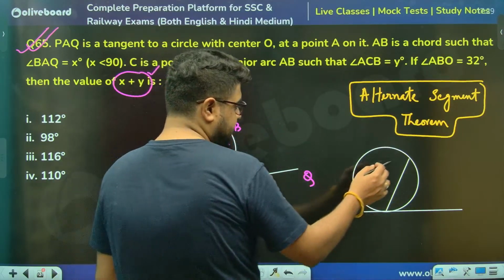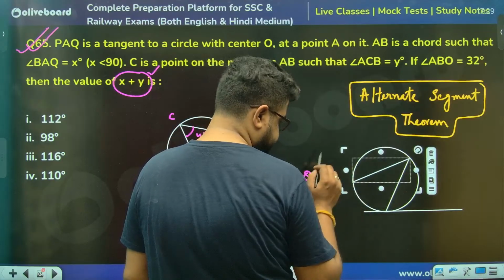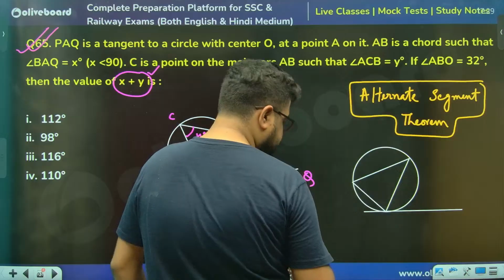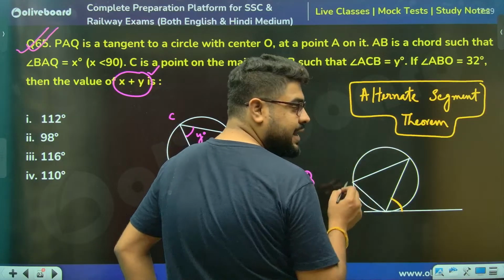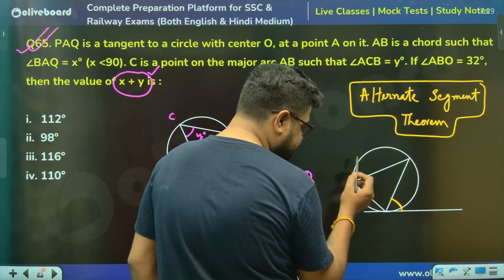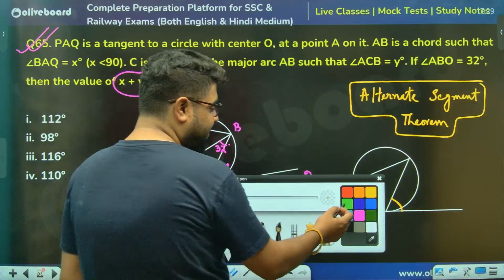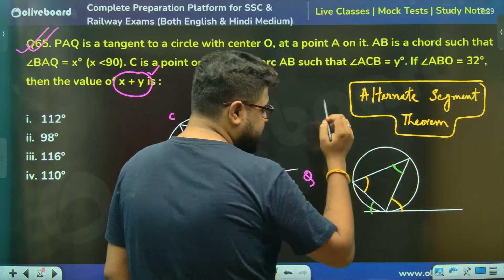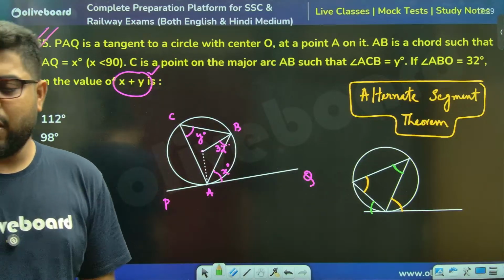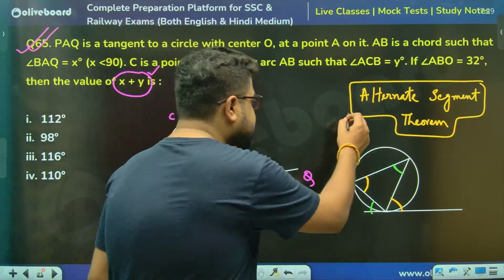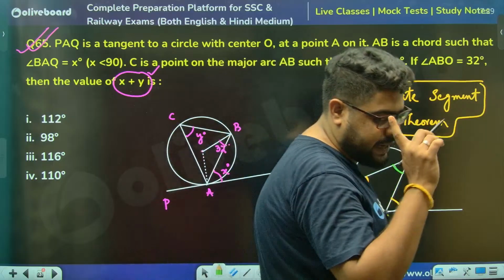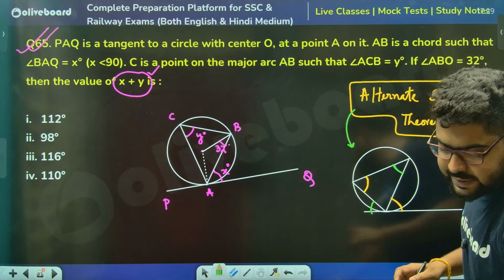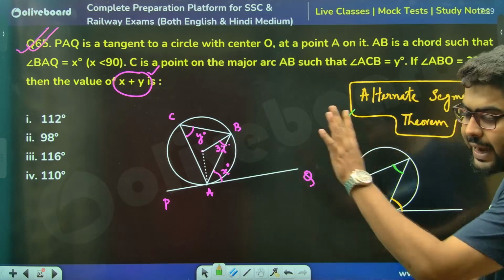If you take any angle here and join this, the alternate segment theorem says this angle will always be equal to this angle. Not only this, this angle will always be equal to this opposite angle. This is your alternate segment theorem. Remember this diagram, it is very, very important. Please try to remember this diagram.